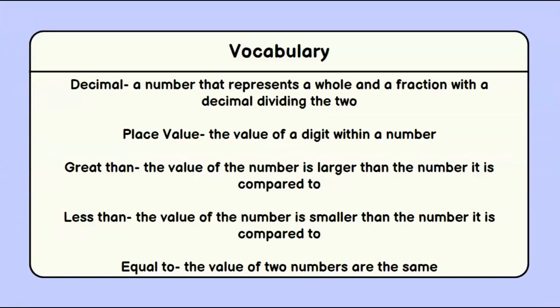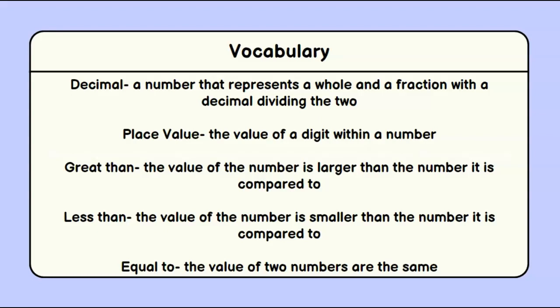Some vocabulary to know when we're talking about this topic is: Decimal, a number that represents a whole and a fraction with a decimal dividing the two. The whole number is on the left of the decimal point and the fraction is on the right of the decimal point. Place value, the value of a digit within a number.